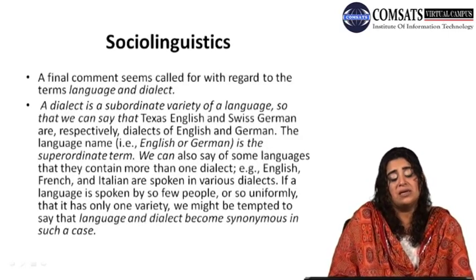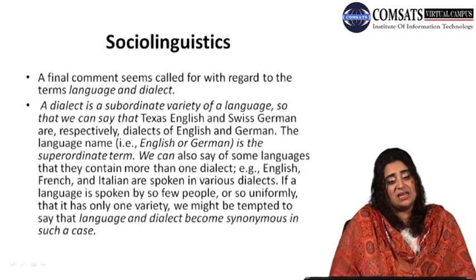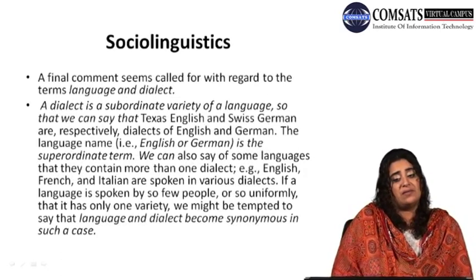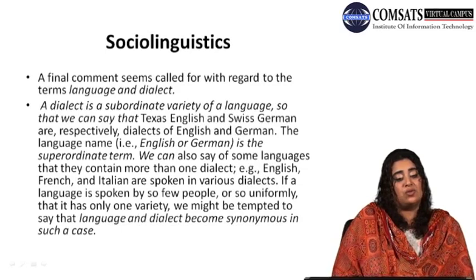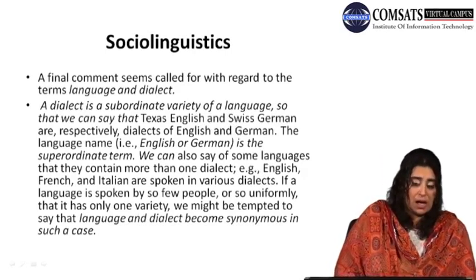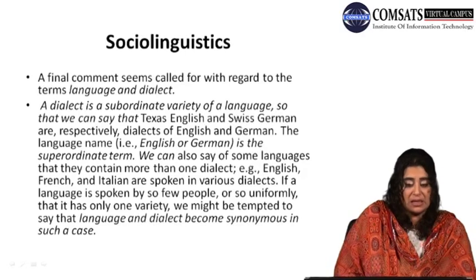So a final comment seems called for with regard to the terms language and dialect. A dialect is a subordinate variety of a language, so that we can say that Texas English and Swiss German are respectively dialects of English and German. The language name, English or German, is the superordinate term. We can also say of some languages that they contain more than one dialect. For example, English, French, and Italian are spoken in various dialects.